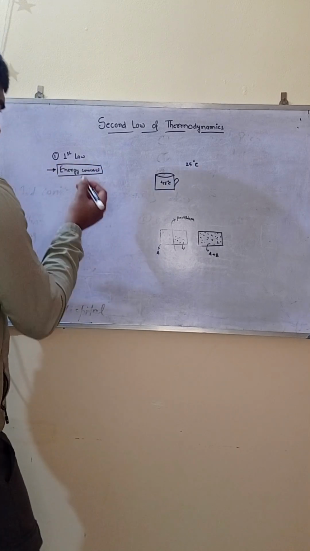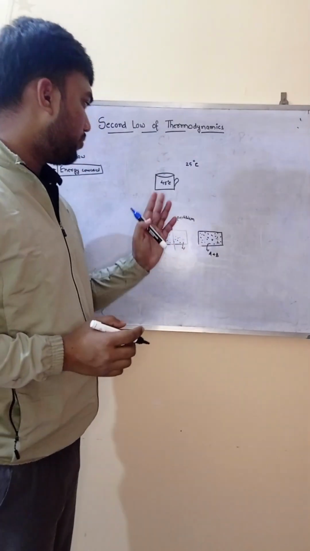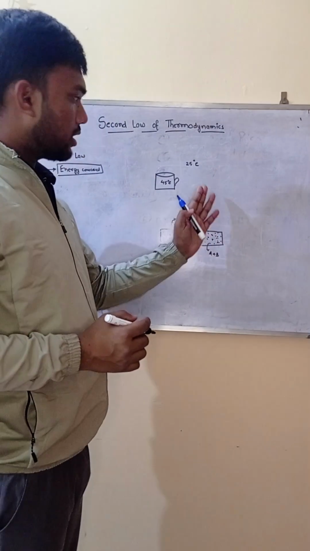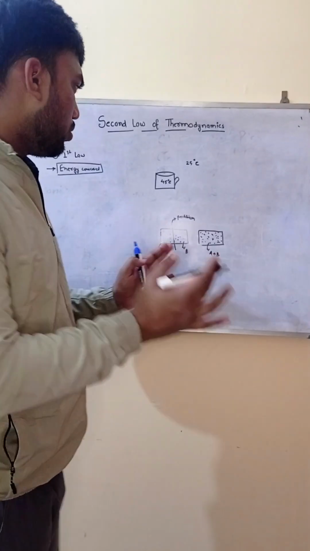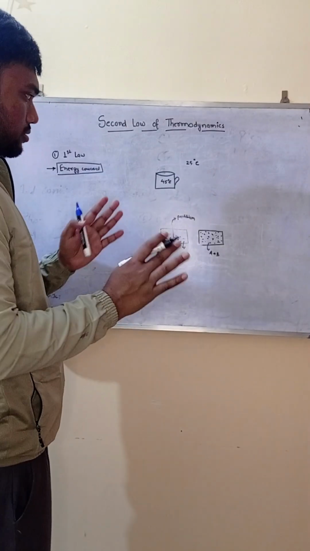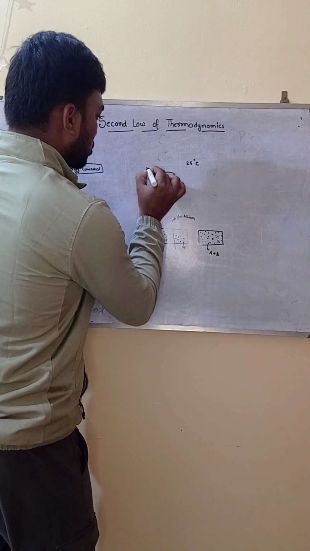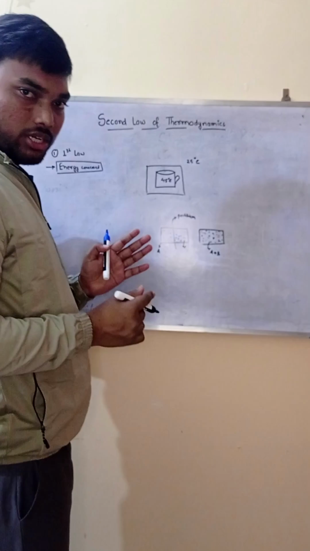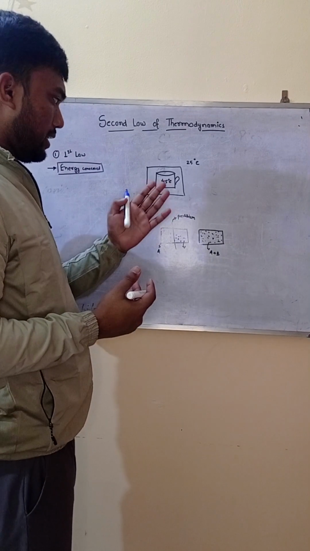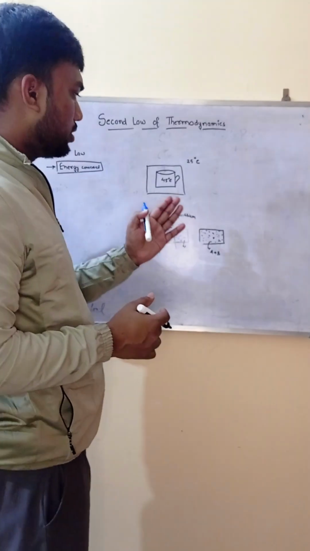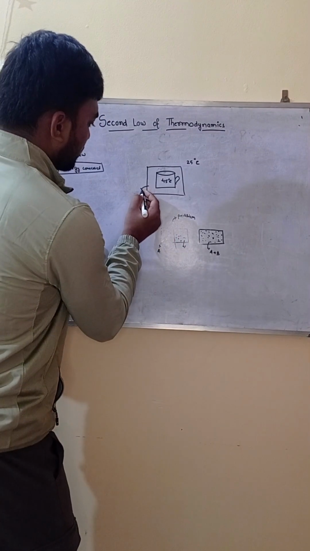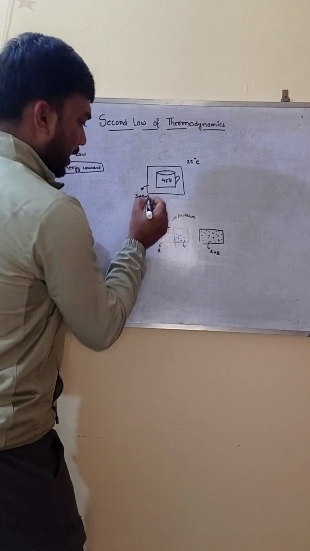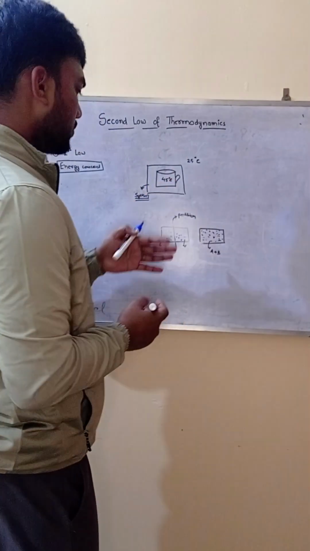So with this in mind, let's take an example of a hot cup of tea that is at 45 degrees Celsius, and the surrounding is at 25 degrees Celsius. So here comes the concept of system and surrounding. Let's understand what is system and surrounding. The process that we are going to study, we define it as the system, and anything except the system is the surrounding.